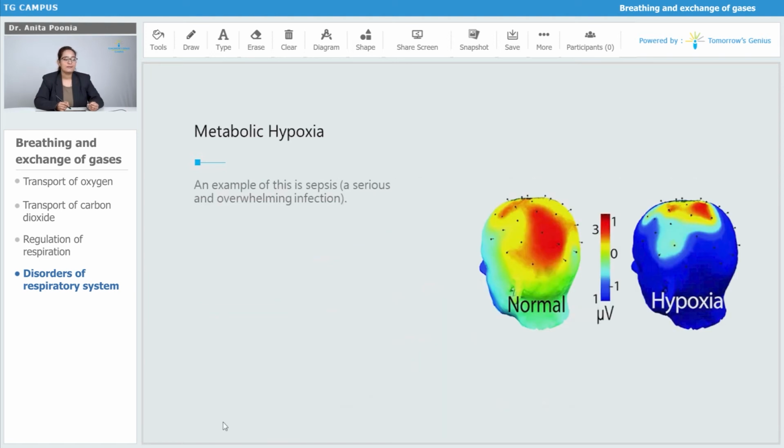Now talking about metabolic hypoxia, an example of this is sepsis, a serious and overwhelming infection. This one is a normal one, this is hypoxia here. So you can see there's a serious and overwhelming infection.